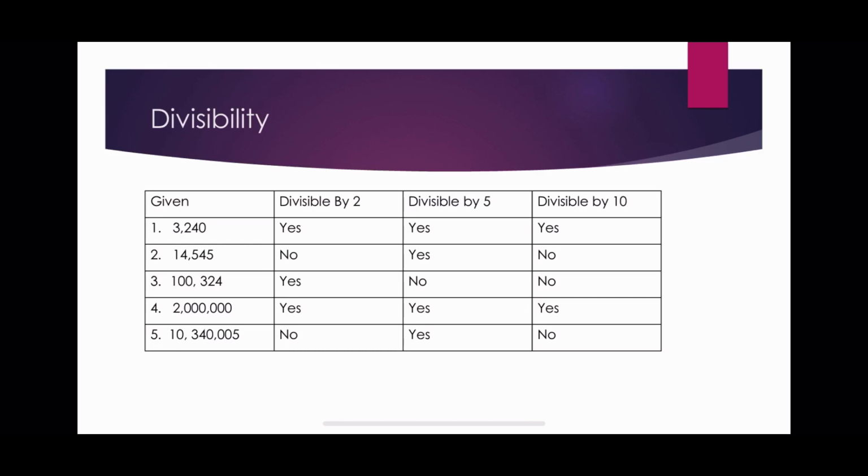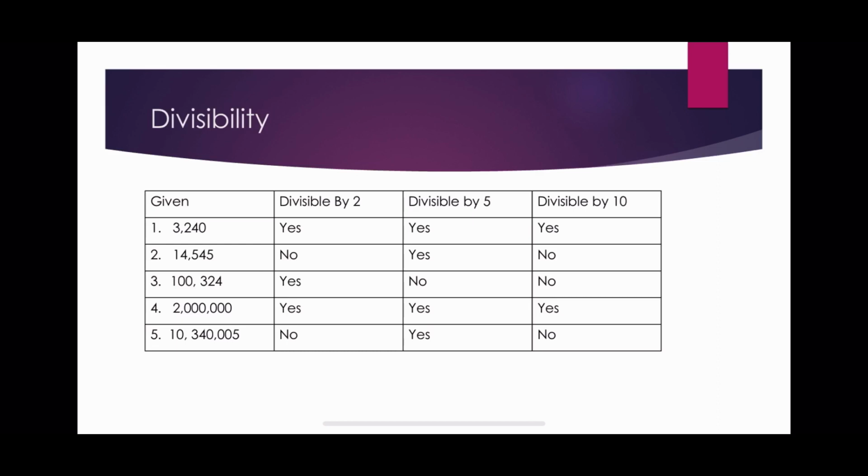For number 4, 2 million. It is divisible by 2? Yes, because it ends with 0. It is divisible by 5? Yes, because it ends with 0. And divisible by 10 because it ends with 0.